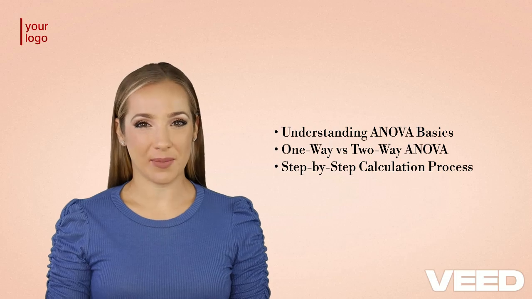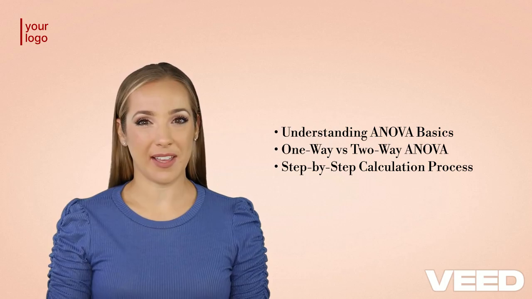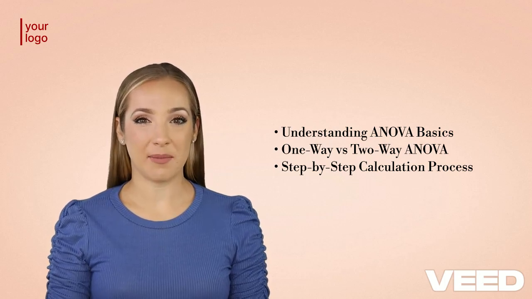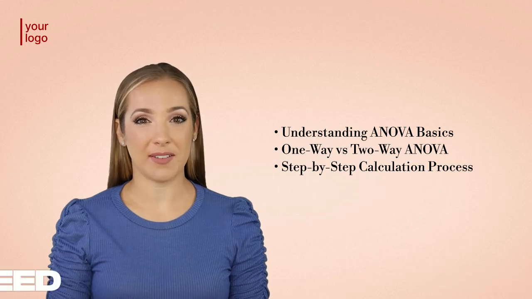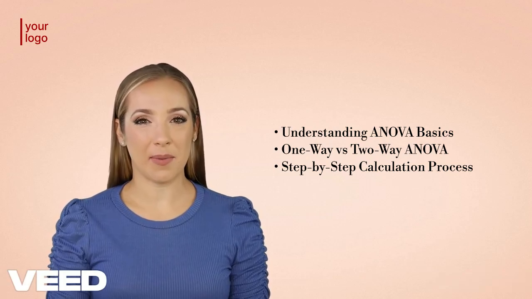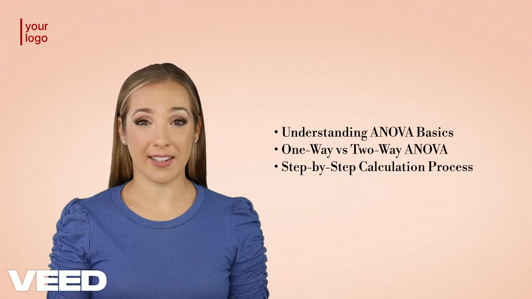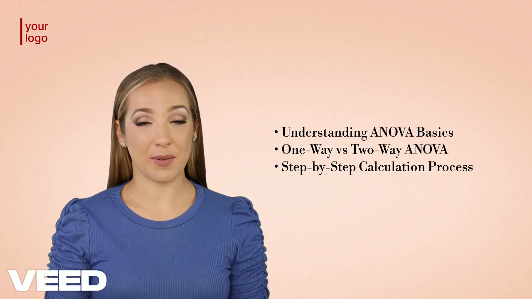ANOVA, a statistical method to compare means of groups. ANOVA helps us determine whether the means of 3 or more groups are significantly different. It is especially useful when dealing with categorical independent variables and a continuous dependent variable. Comparing sales across regions for one-way, and sales across regions and time periods for two-way ANOVA.